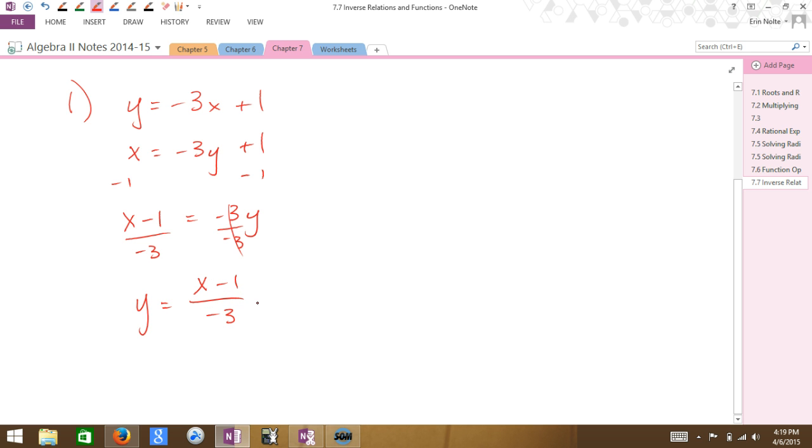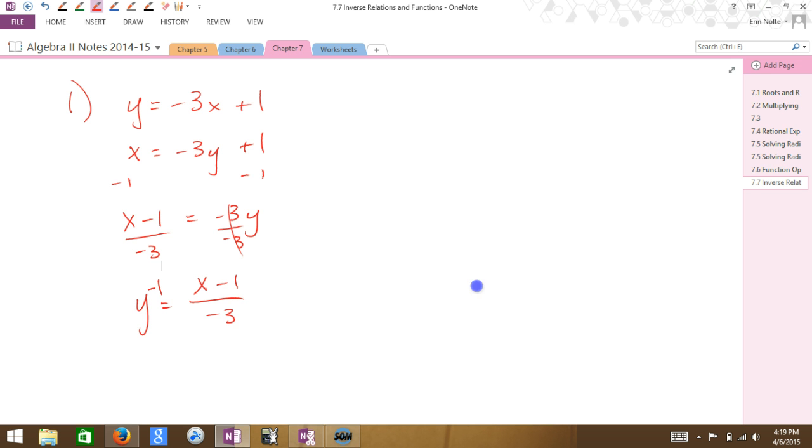So the notation for inverse looks like this. You simply have an exponent of negative 1. Okay, so that is just simply the notation for the inverse of a function. It doesn't mean that it is y to the negative 1. It is just a notation.